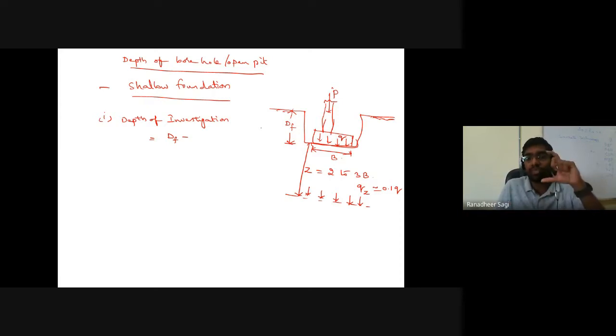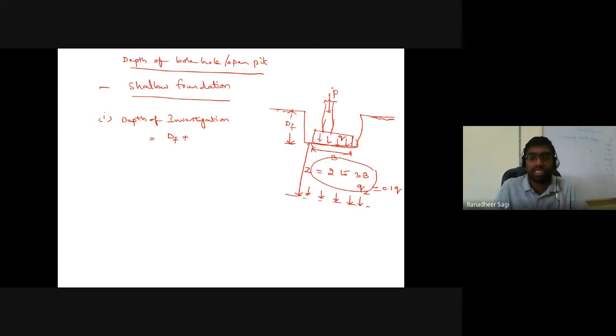So what is that depth, the zone of influence of the load you are transferring from the foundation onto the soil? The zone of influence is generally represented as 2 to 3 times the width of the footing. How do you say that is your zone of influence? Because beyond that particular depth, the stress developed in the soil becomes less than 10% of the stress you have tried to induce from the footing onto the soil. So till that depth is what we call your zone of influence.